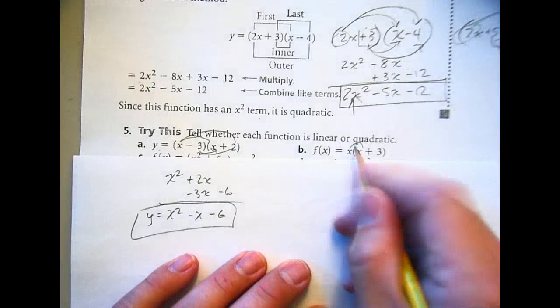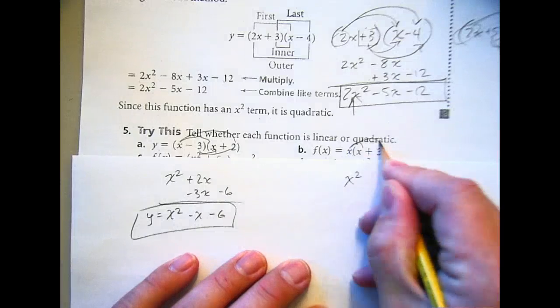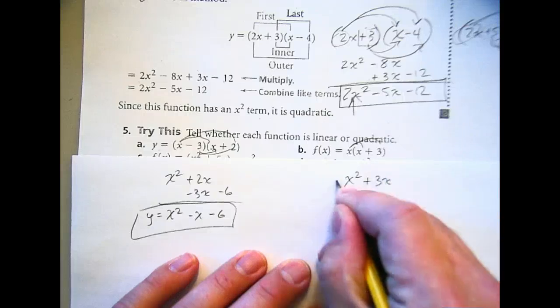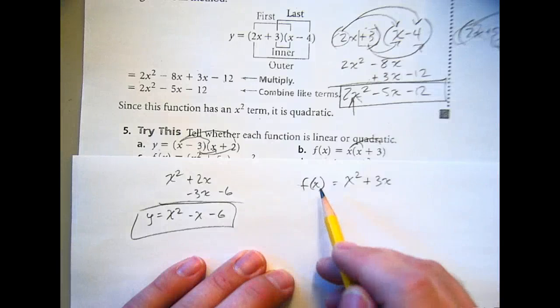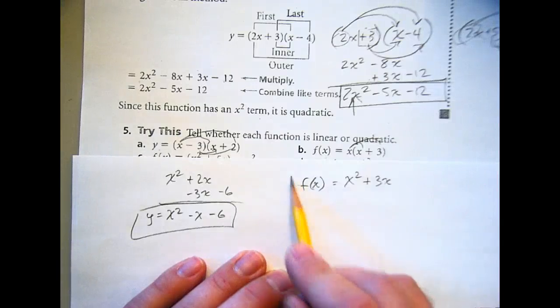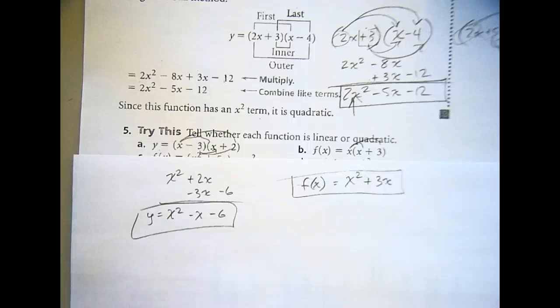So x times x is x squared. X times 3 is 3x. It gives me f of x, which is same thing as what? As y. Good. F of x equals x squared plus 3x. How many got it? Okay. Next one.